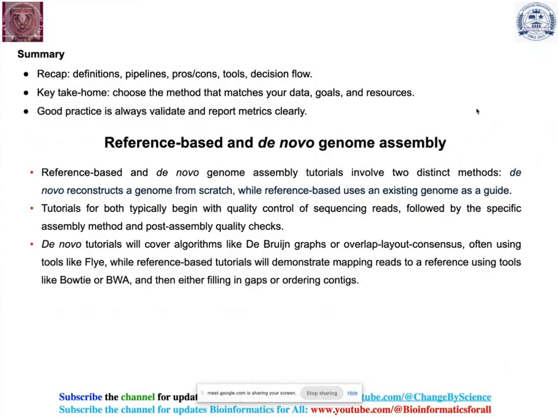So for reference-based and de novo genome assembly, you need to memorize or repeat these things in your mind. What is the difference between them, when and where, and how to use these two assembly methods. If both of them are not suitable, then is it possible to use hybrid genome assembly? That means the combination of both of these methods.